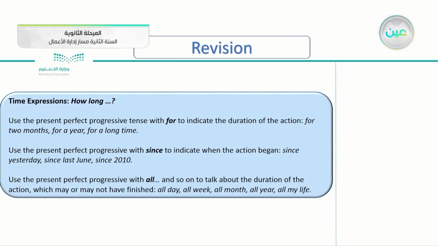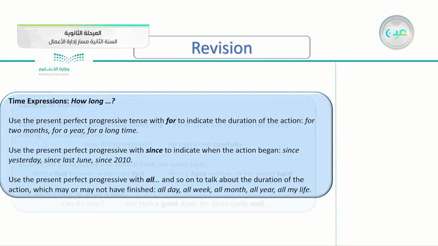Use the present perfect progressive tense with for to know the duration, for 2 months. And we use since to know the beginning, we pinpoint the beginning of the action. We use the present perfect progressive with all to talk about the duration of the action, which may or may not have finished.